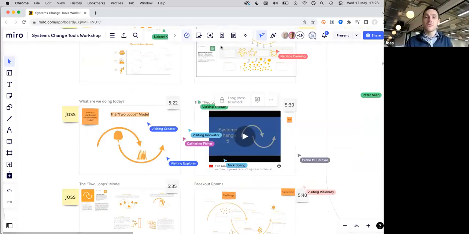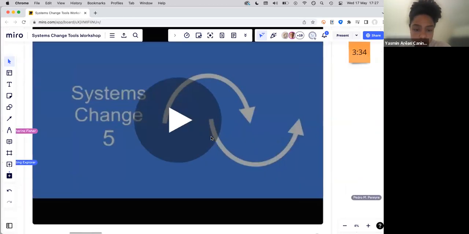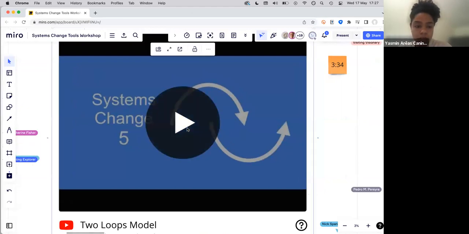Yasmin, did you? Yeah, so here we have a video that will explain a bit more details about the two loops module. And then we can go to minute 3:34, to just hear a bit of the module.